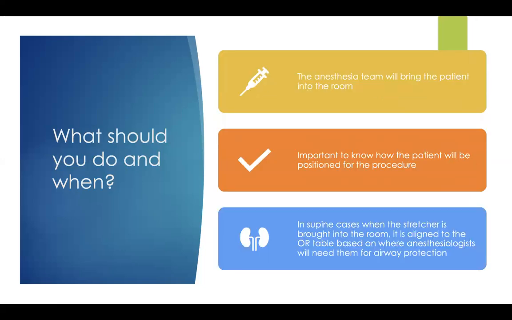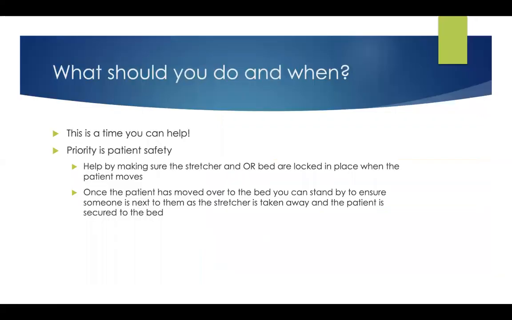So in most cases where the patient is just laying flat or supine, the stretcher is brought into the room. It's aligned to the operating room table based on where the anesthesiologist will need them. And then the patient is brought over onto the operating room table. And this is certainly a time point where you can help. I think just by standing by the OR table to help receive the patient from the stretcher is helpful because you can help act as a security so the patient is aligned appropriately and doesn't fall too far off from the edge of the bed.